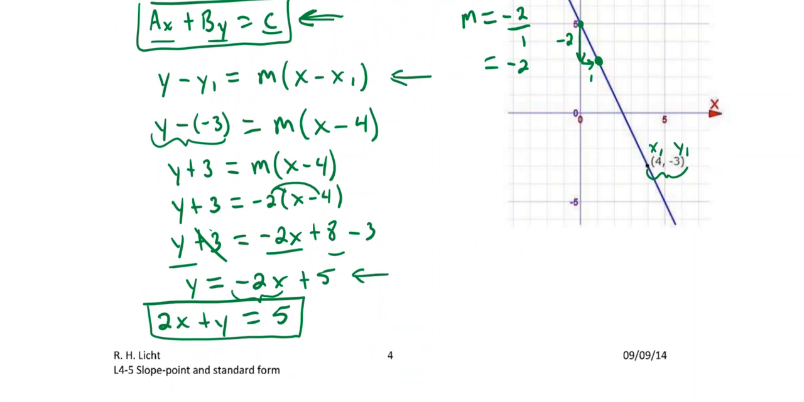We could have, like at this point, right? We could have moved, let's say, on this one, right? We could have moved the y over there and the 5 over there. Like we could have moved them to whatever side we wanted, and that still would have been fine.